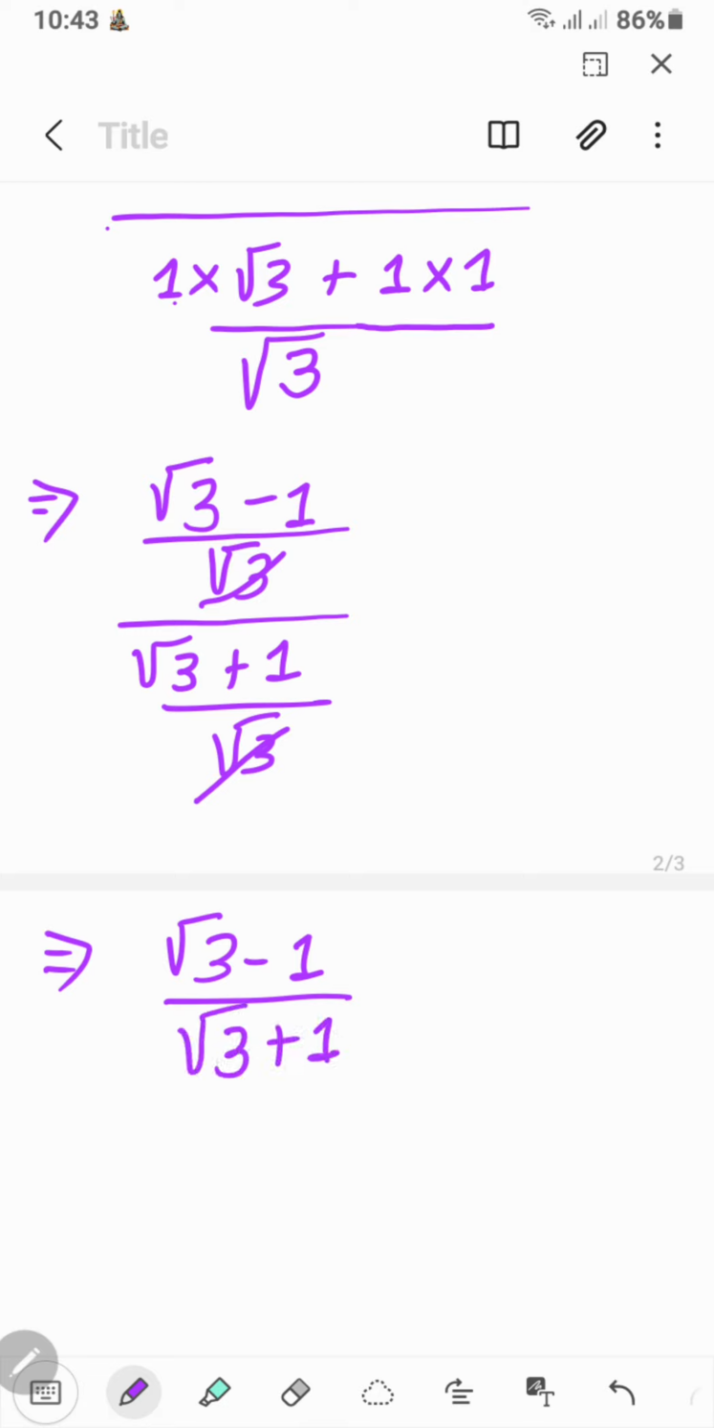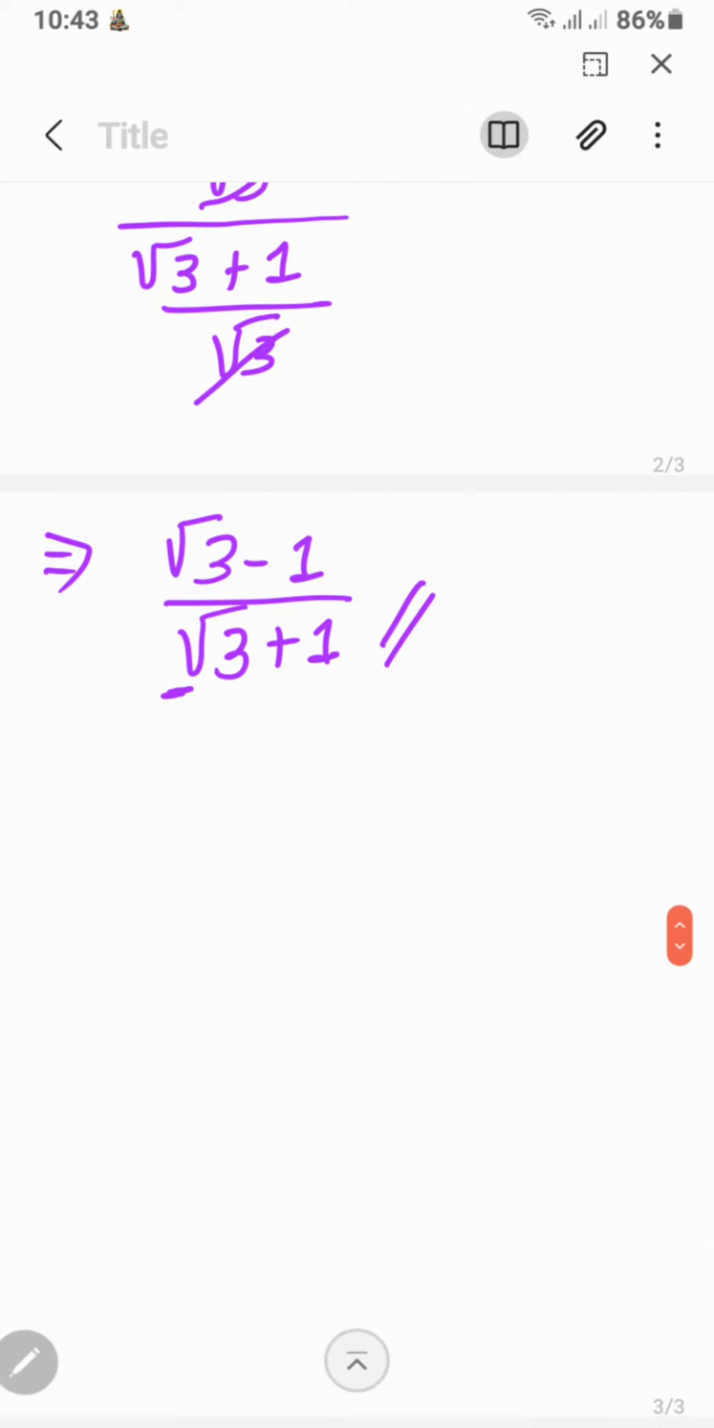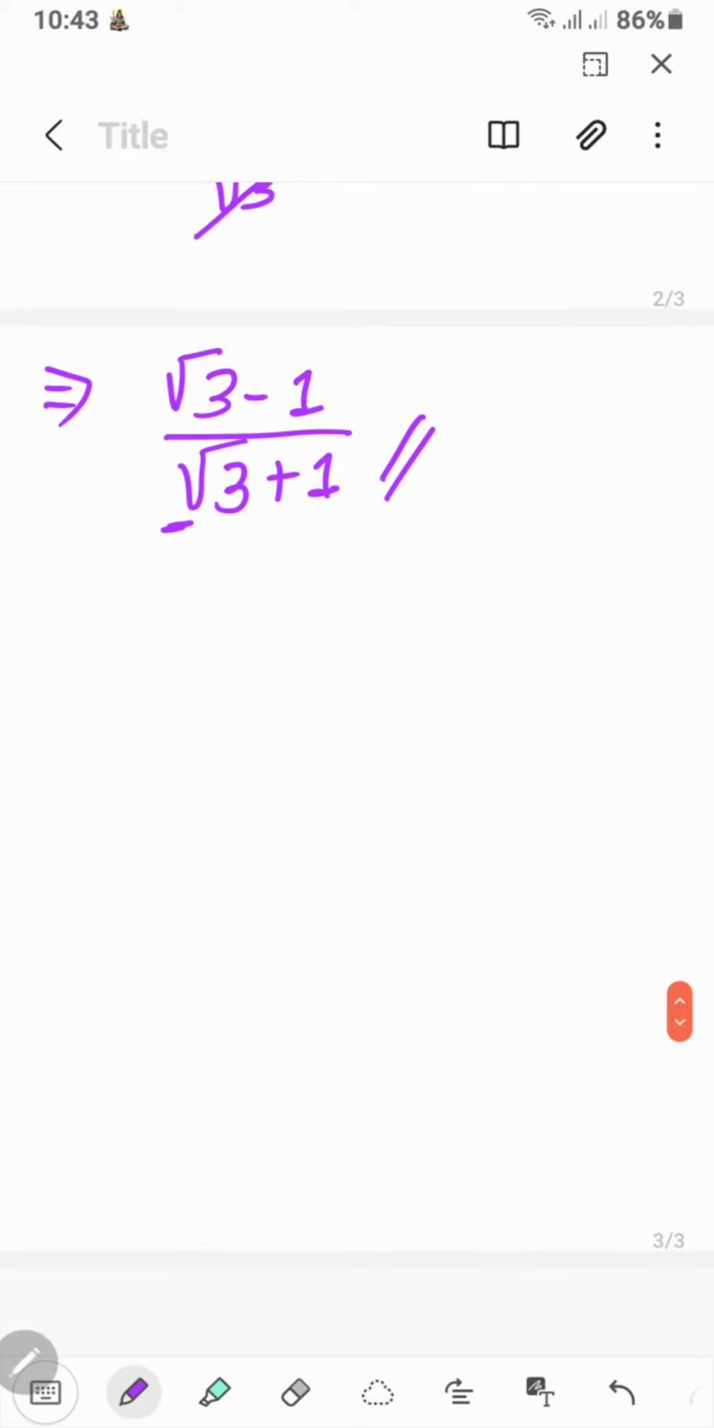Now you need to pay attention. Most of the students think that this is the final answer, but no. Whenever such a complex form remains, if there is a root in the denominator, as far as possible you need to do rationalization to remove this root. So now let's do rationalization. This is not our answer, we need to rationalize it.